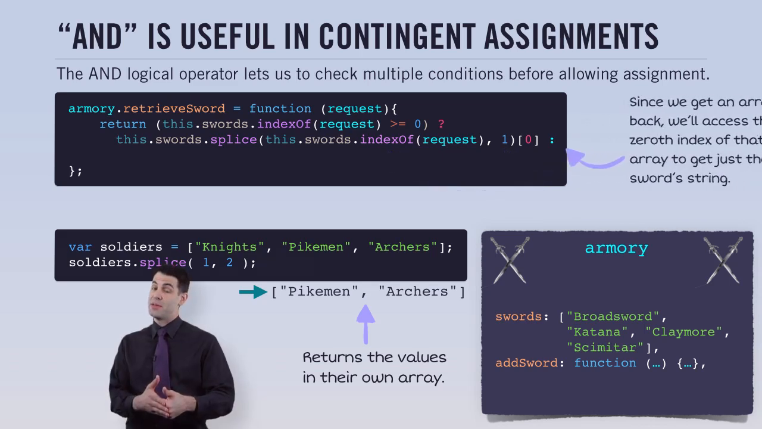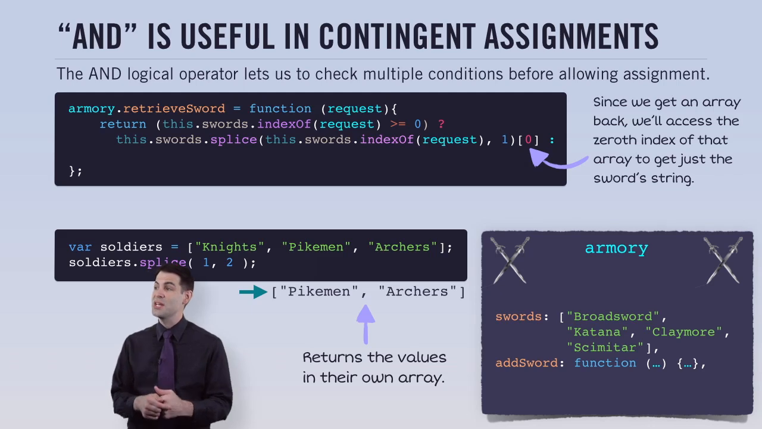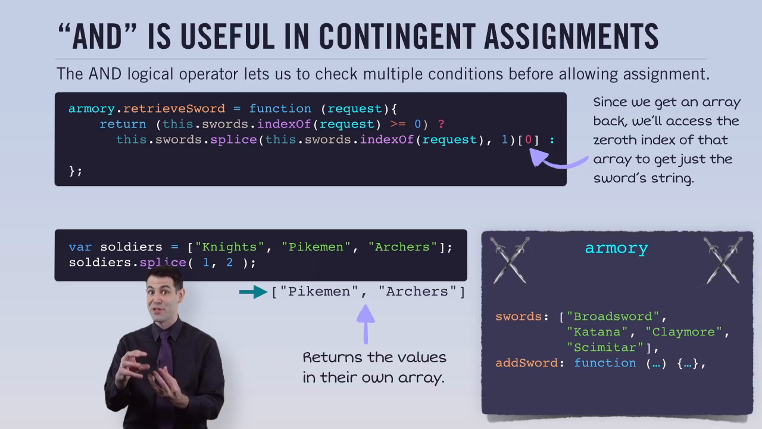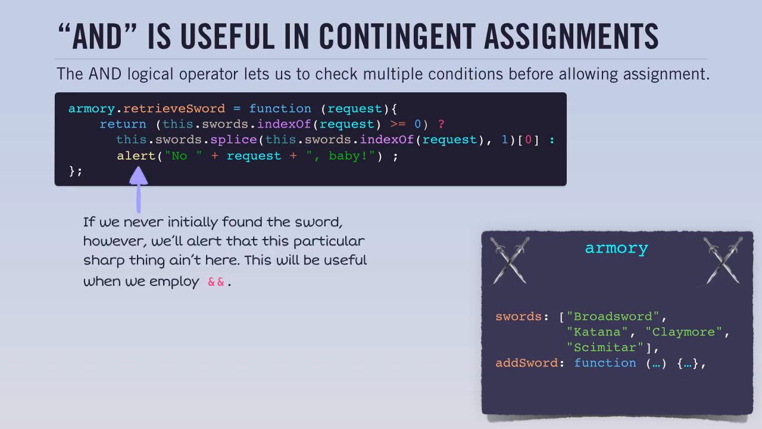Now since the splice method returns an array, but we only want the string of the sword, we will need to access the 0th index of the array that gets returned. That's what that little bracketed 0 is doing there. It's going to return us the single string from inside the returned array of the splice method. Yay for code. And then after the colon, if we never found that sword originally when we went to check for it, we need to go ahead and say, yo man, that sword ain't here. And that's going to be useful when we actually employ our double and assignment.